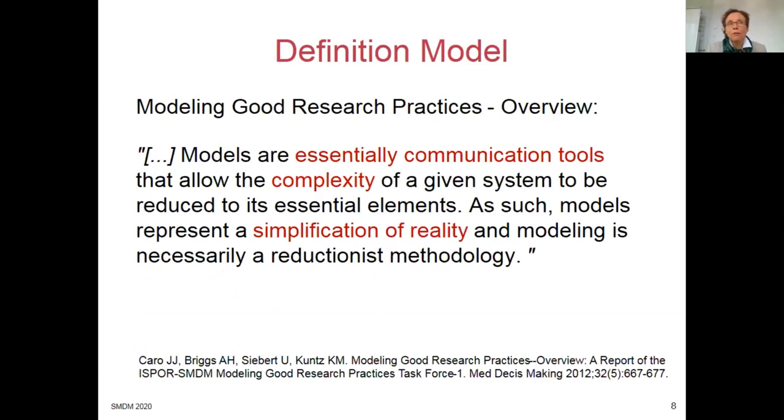Definition of model. As we can read in the publication of the Good Modeling Research Practices, models are essentially communication tools that allow the complexity of a given system to be reduced to its essential elements. As such, models represent simplification of reality, and modeling is necessarily a reductionist methodology.